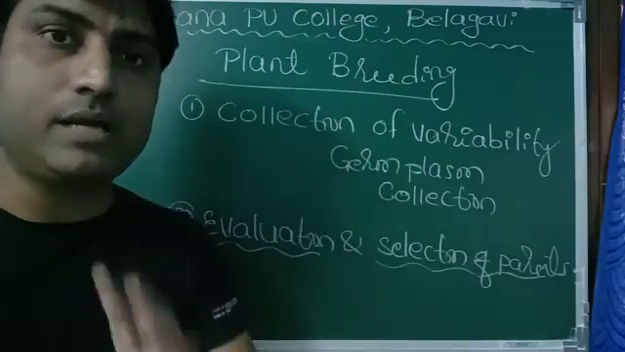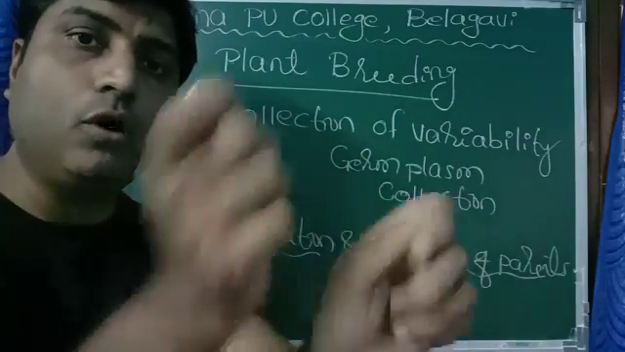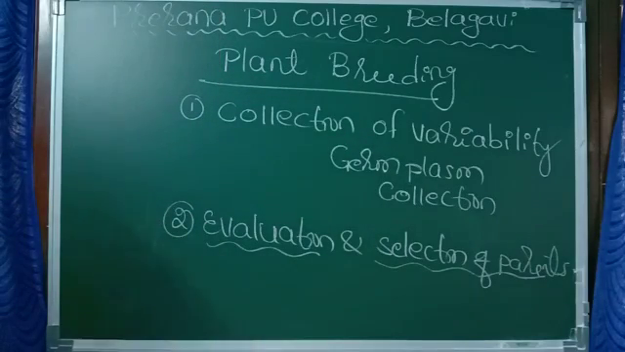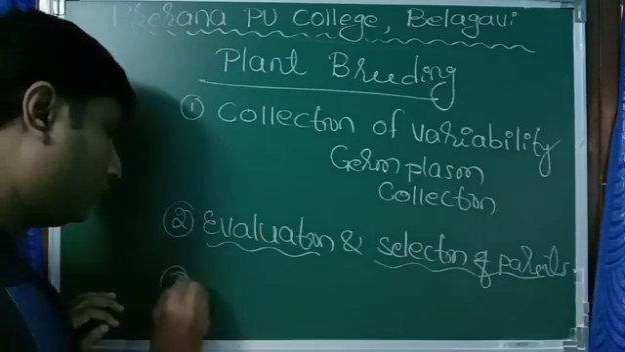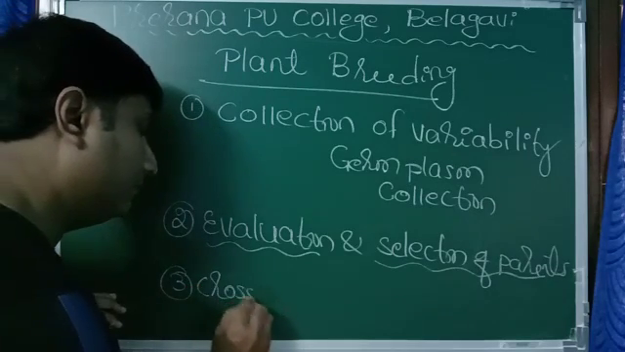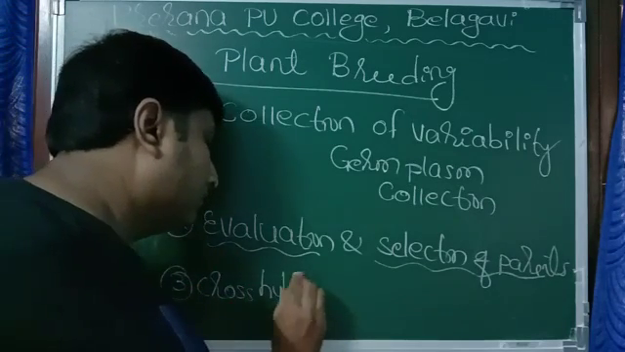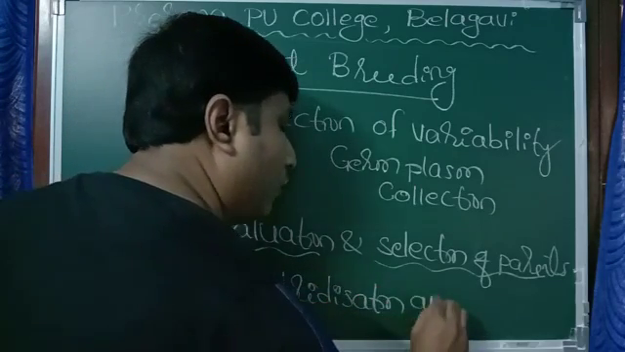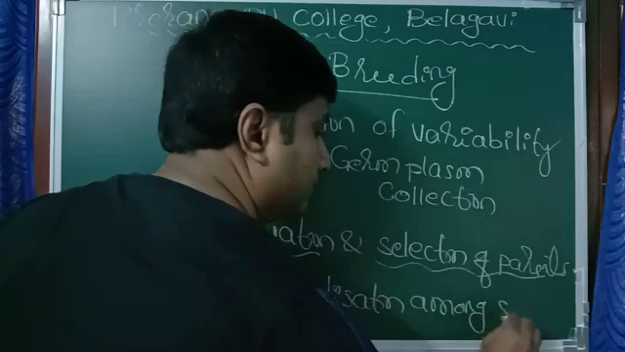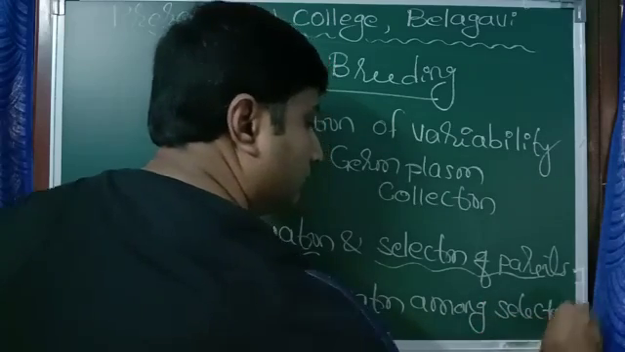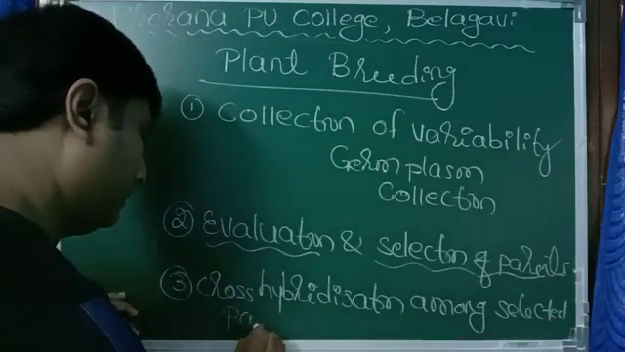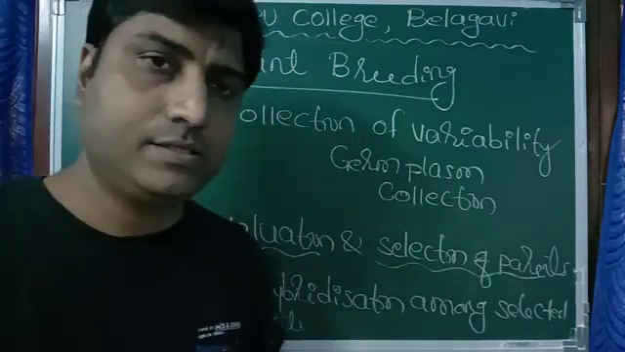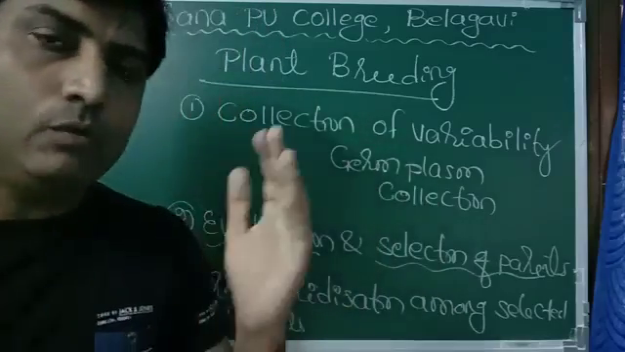Now what should be the third step? Now you should go for crossing. So the third point is cross hybridization among selected parents. Yes, we have selected 2 parents. Now we have to cross them.